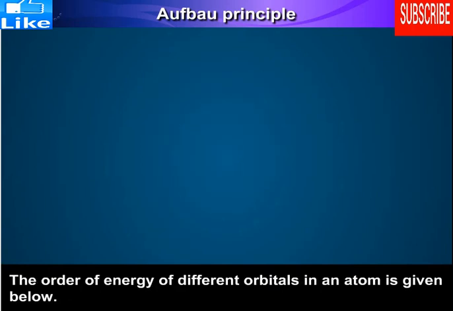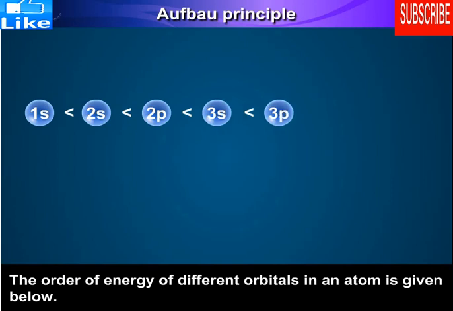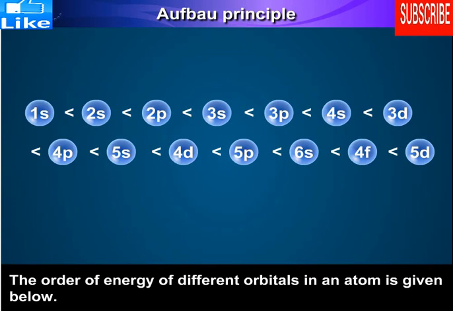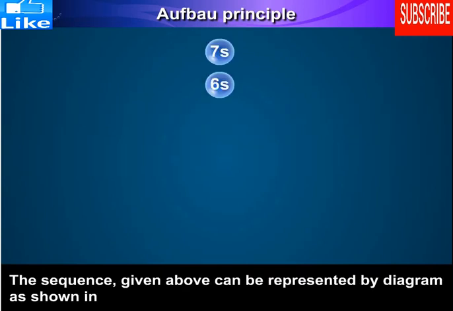The order of energy of different orbitals in an atom is given below. 1s less than 2s less than 2p less than 3s less than 3p less than 4s less than 3d less than 4p less than 5s less than 4d less than 5p less than 6s less than 4f less than 5d, and so on. The sequence given above.